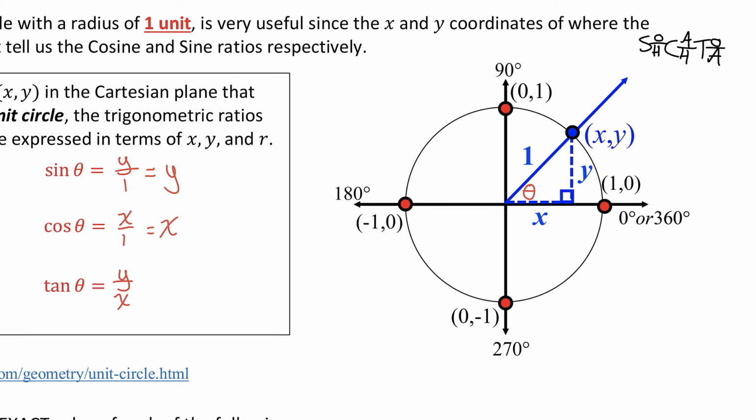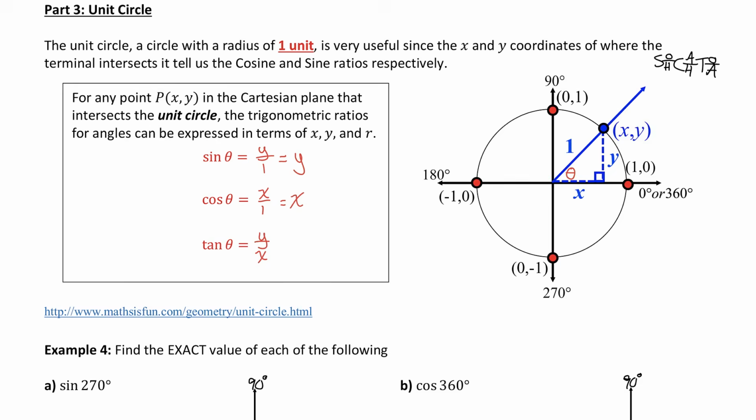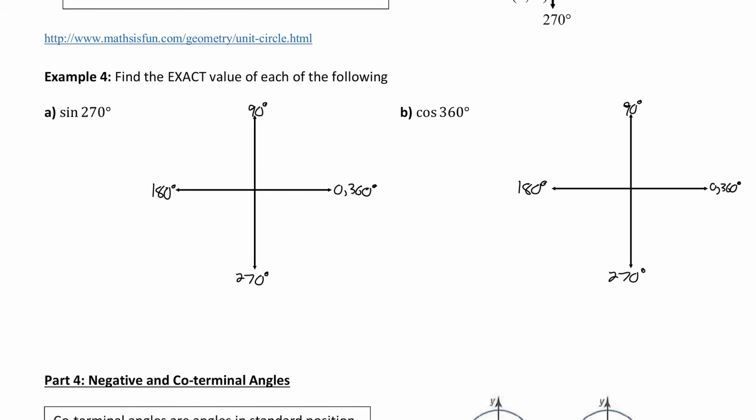So if we know the coordinates of where we intersect the unit circle, the y-coordinate gives us the sine ratio for the angle, and the x-coordinate gives us the cosine ratio for the angle. And there are 4 points that we would easily know the coordinates of. Because this circle has a radius of 1, moving 1 unit in any of these directions gives me the coordinates of these points that are on the circle. So let's go ahead and evaluate exact values for sine of 270 and cos of 360.